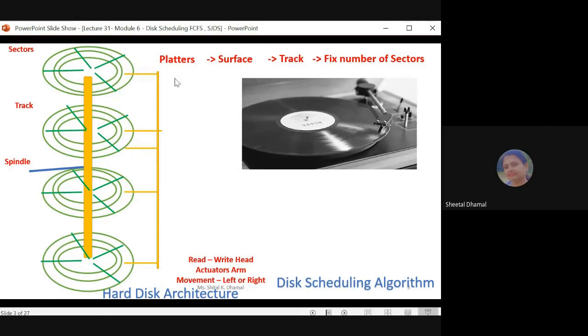Now this track is divided into a fixed number of sectors. And why are these sectors used? These sectors are used to save the data, the processes, programs or files which are created by the user. Normally when we create a file, suppose you have created a .doc file and you save it into the hard disk, that file is saved inside this sector. So data is stored inside the sector.